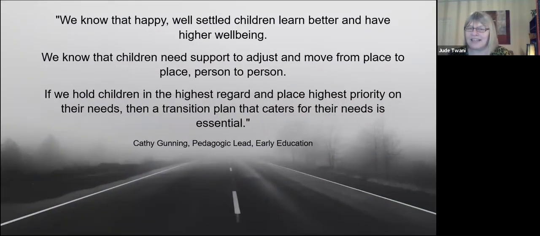And again, it reminds me of this quote here. We know that happy, well-settled children learn better and have higher well-being. We know that children need support to adjust and move from place to place. They need support in that liminal space. If we hold children in the highest regard and place priority on their needs, then a transition plan that caters to their needs is essential. So maybe some of you are thinking about transitions into and out of your setting. Does your transition plan have the highest regard for children and place the highest priority on their needs?